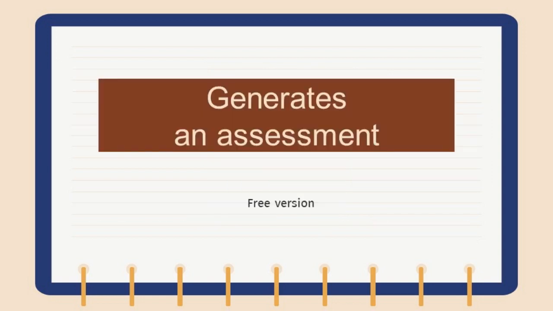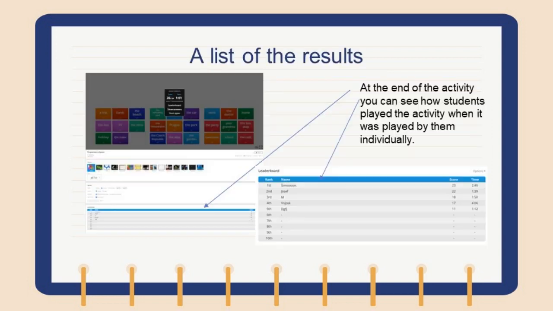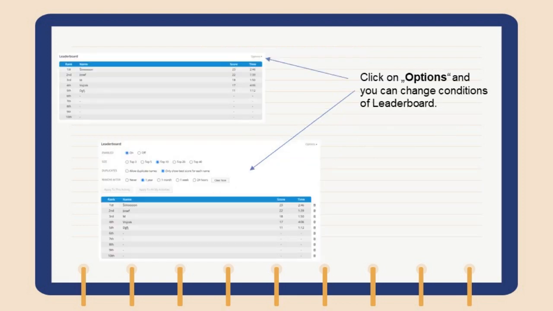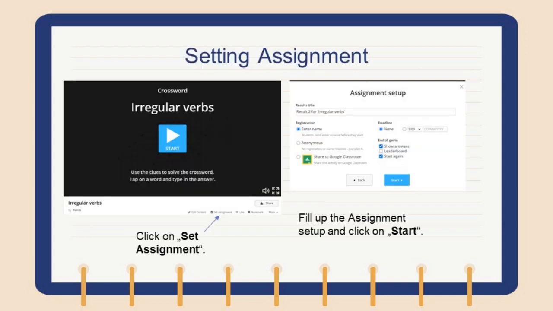How to generate an assessment for the free version. At the end of the activity, you can see how each individual student played the activity. Click on Options and you can change conditions of the leaderboard. Now click on Set Assignment on the lower side of the screen. Then fill in the assignment setup, result title, registration, setup detail. Choose the options on the end of the game.